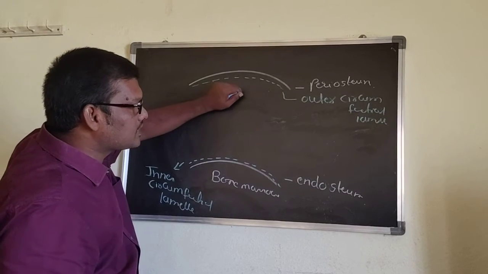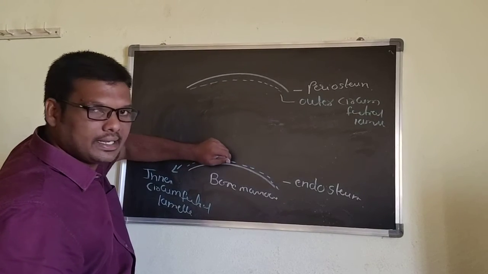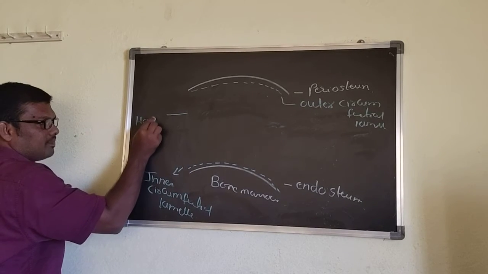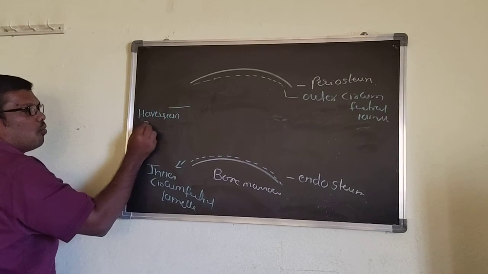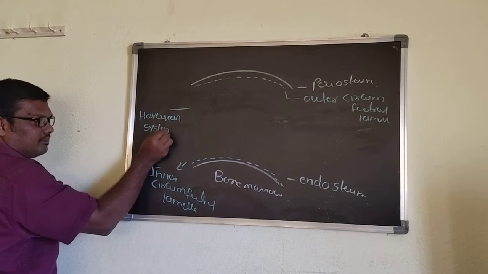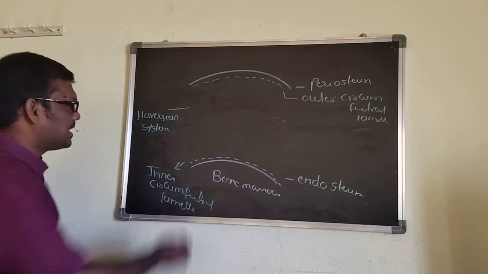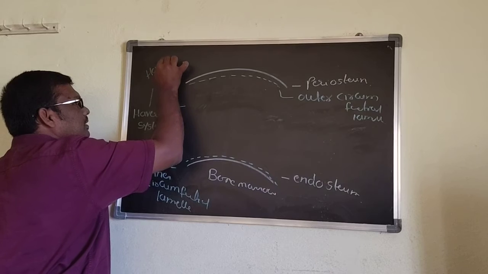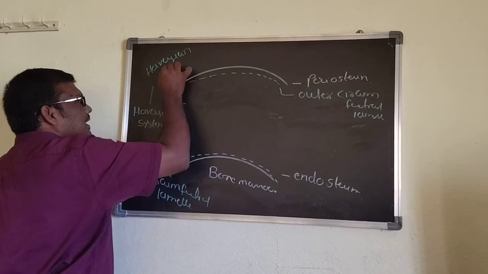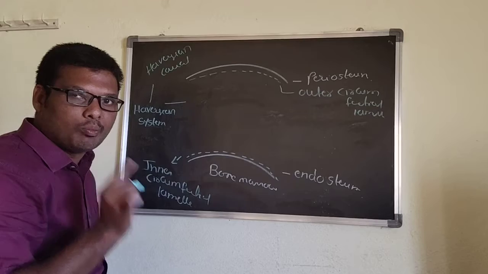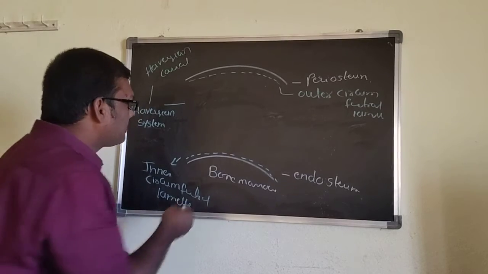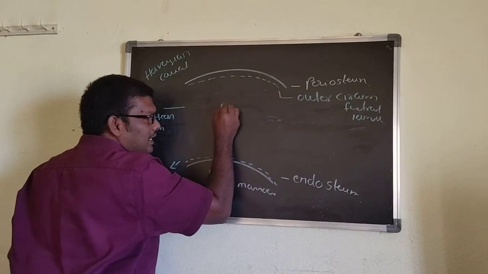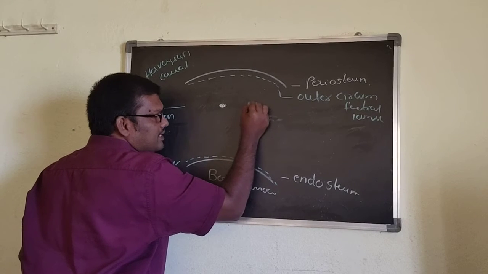Between outer circumferential lamellae and inner circumferential lamellae, there is a Haversian system. What is the Haversian system? The Haversian system has a Haversian canal. It is a bony unit. Now see, the Haversian system has what? The Haversian canal. This one is the Haversian canal.